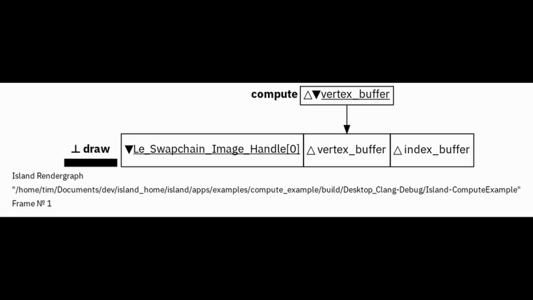We can make the concept of a root pass and define it as any pass that has a write handle to a swap chain image. And we can then add all dependencies of this pass to a list. And if any other pass later down the line writes to one of those dependencies, add its dependencies to the list and continue.